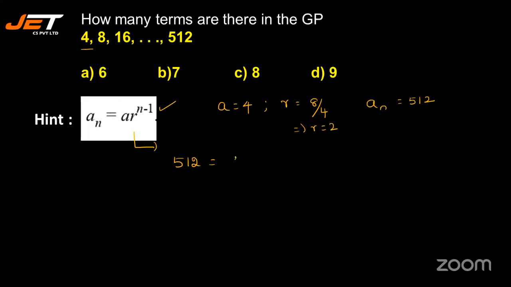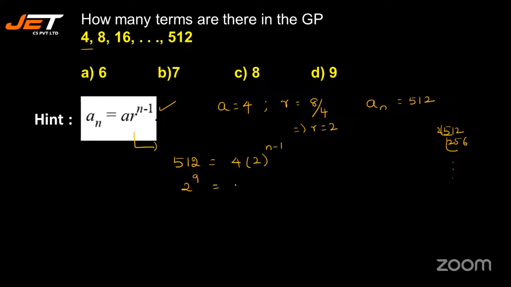512 is equal to 4 into R, which is 2 to the power n minus 1. Right? Now 512 can be written as 2 to the power 9. How do you know 512 can be written as 2 to the power 9? It's very simple. Just take an LCM. Try to do. 2 2s are 4. 2 5s are 10. 2 6s are 12. So like that you keep on doing. Then you will find that 512 is nothing but 2 to the power 9.